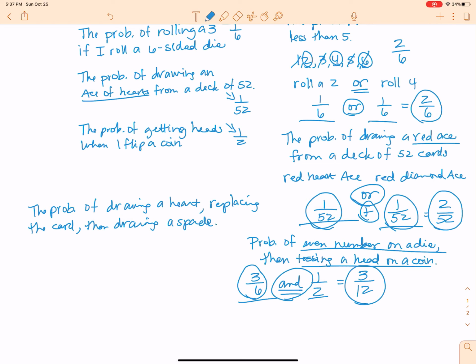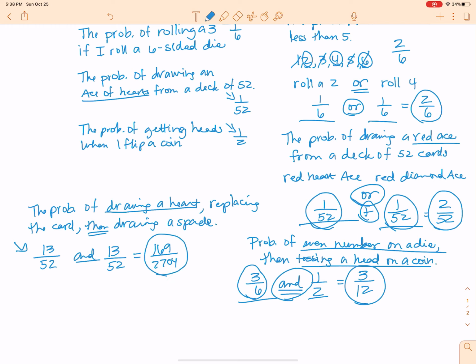Because I'm replacing the card, these events are independent of one another. If I left the heart out, it would change the probability for drawing a spade. But since I'm replacing it, these events are independent. So the probability of drawing a heart: 13 of the cards in a deck of 52 are hearts. Then I'm replacing the card, and then I'm drawing a spade. This probability is also 13 out of 52. So this total probability is 169 out of 2,704. That's what that probability is. Yes, it can get ugly.